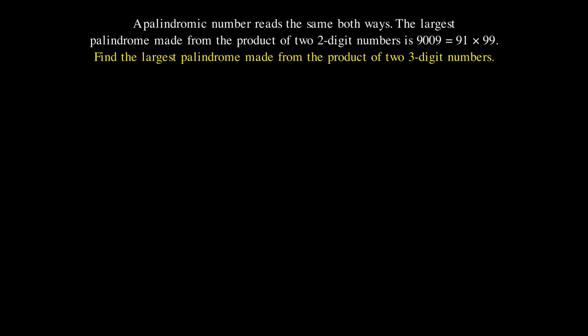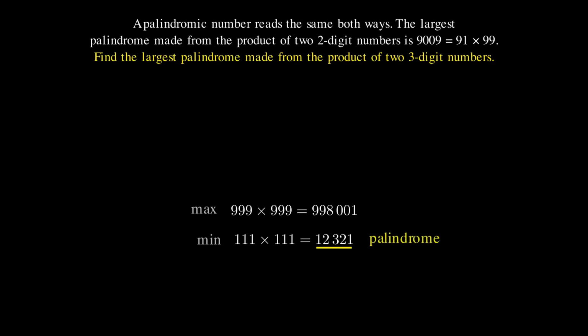All right, we're looking for two 3-digit numbers that give us a very large palindrome, or the largest possible. So there's a couple examples here, just multiplying 3-digit numbers together. We find, well, there's a palindrome right there. So a number that read forwards, read backwards is the same number.